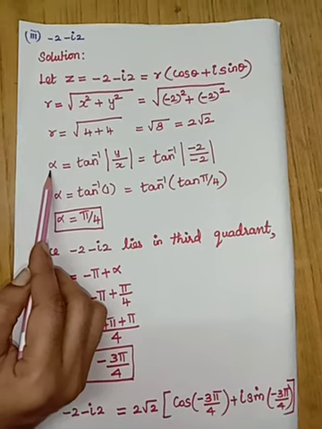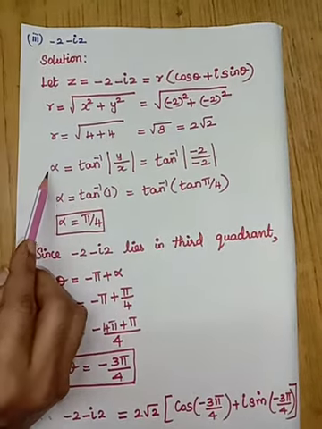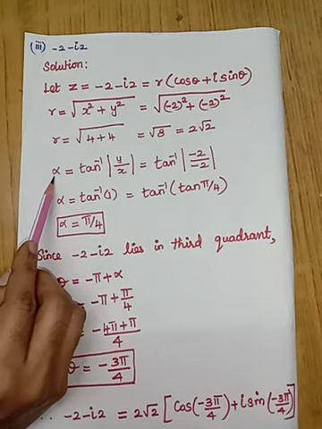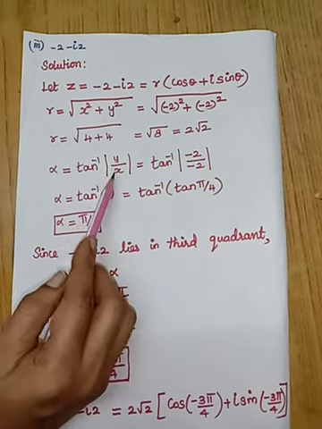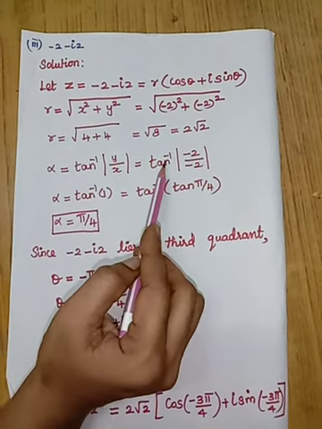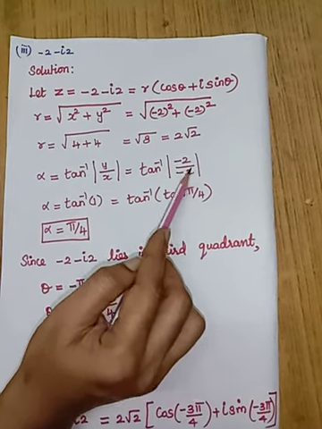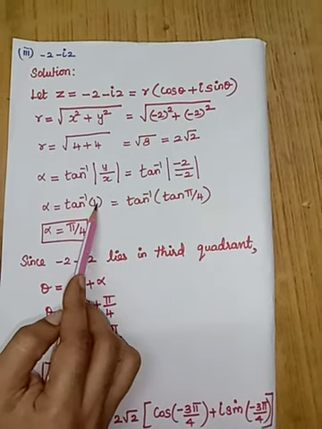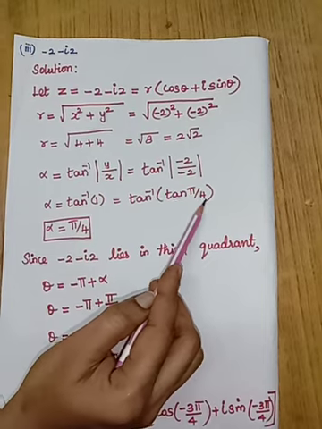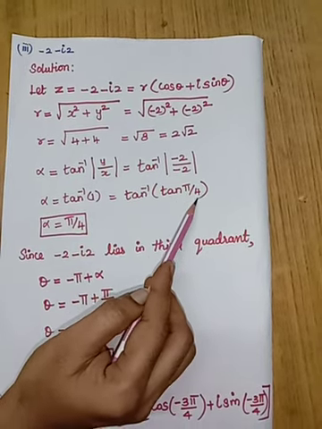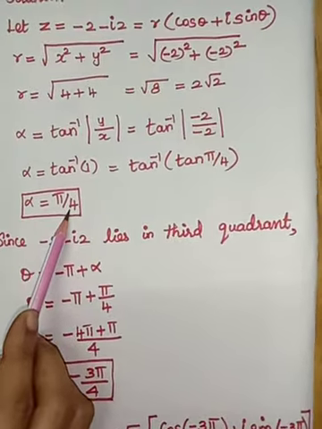So next you have to find theta. For theta, first step you have to find alpha using the formula tan inverse of modulus of y by x. Tan inverse of minus 2 divided by minus 2, so it will become 1. In the place of 1, I have substituted tan 45 degrees, that is tan pi by 4. So your alpha is equal to pi by 4.